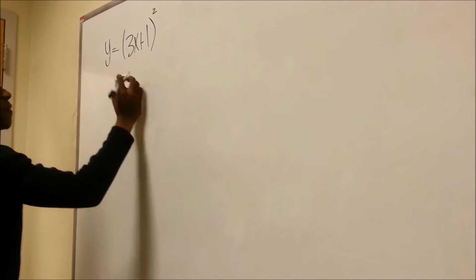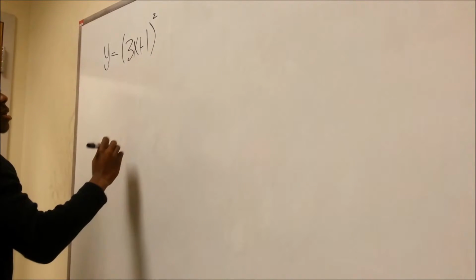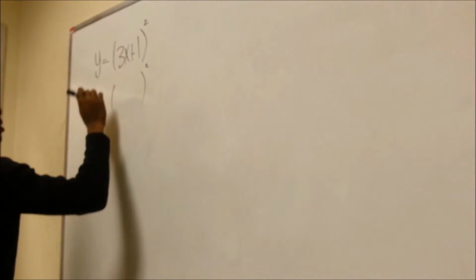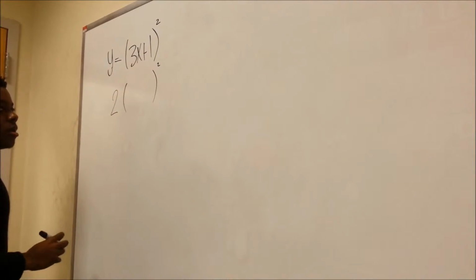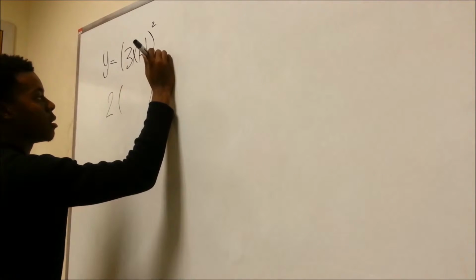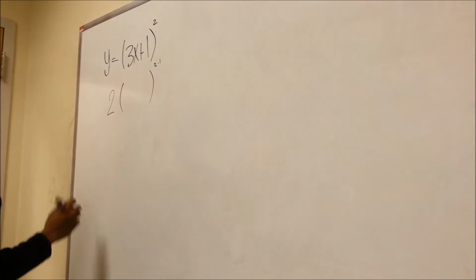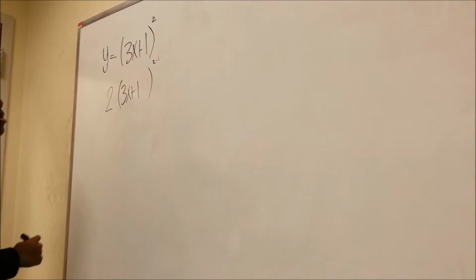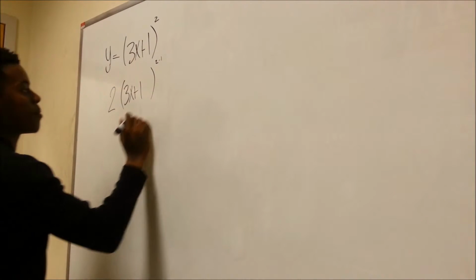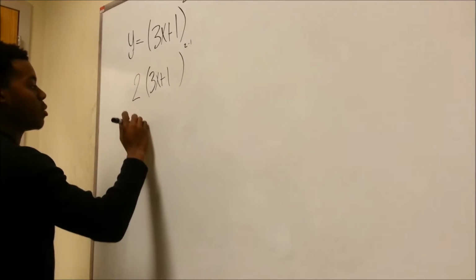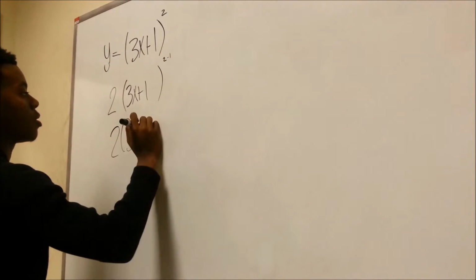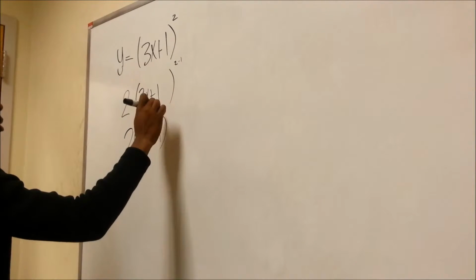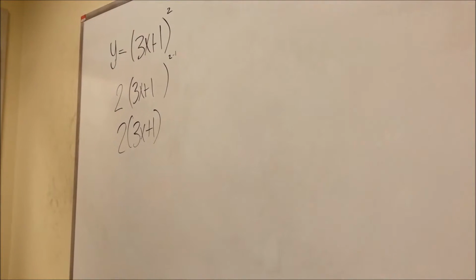To take the derivative of the outside, we must take the exponent of 2 and move it to the front. We also subtract the exponent by 1. And then we just fill in the rest of the equation. So let's clean it up, we have 2 times (3x plus 1), and that's just raised to a little 1, but you don't have to write that. And that is the outside.